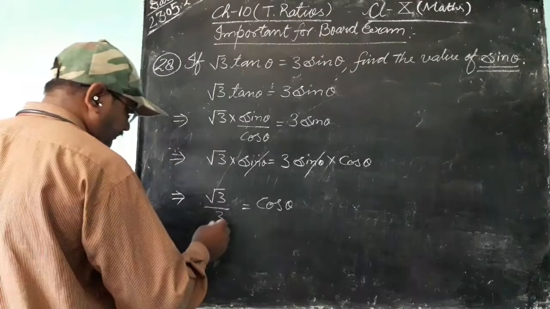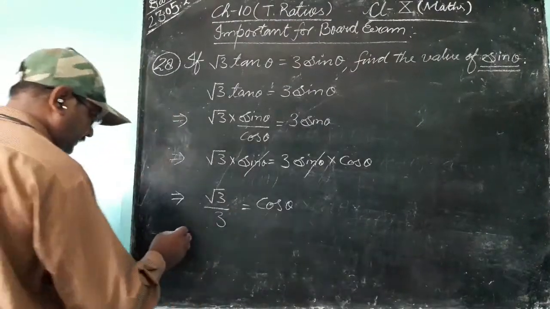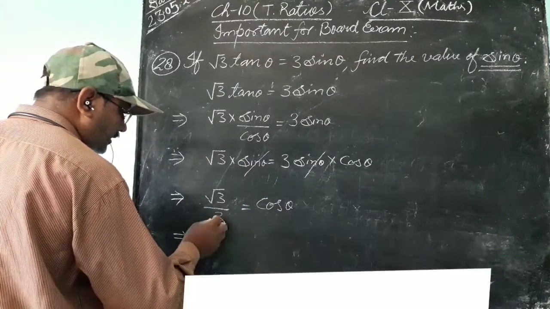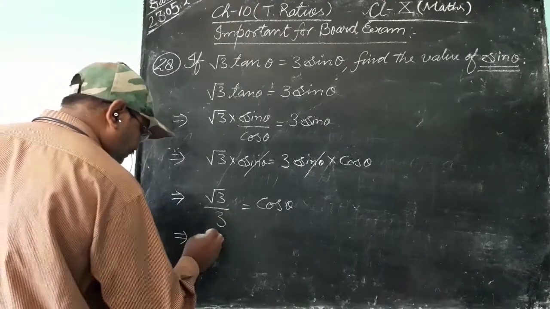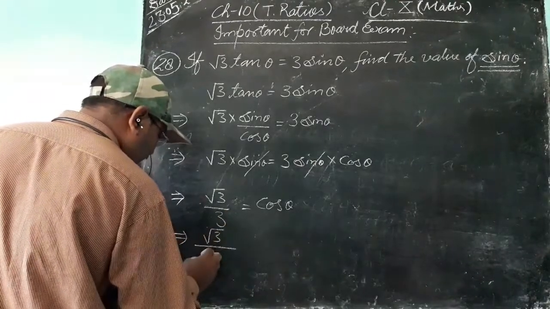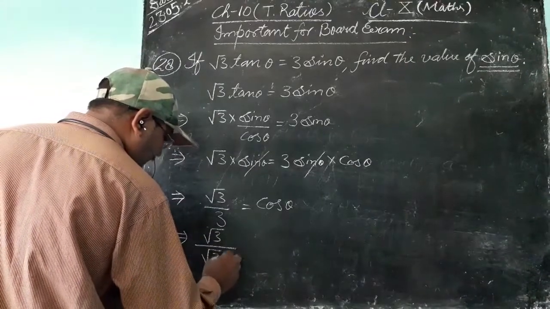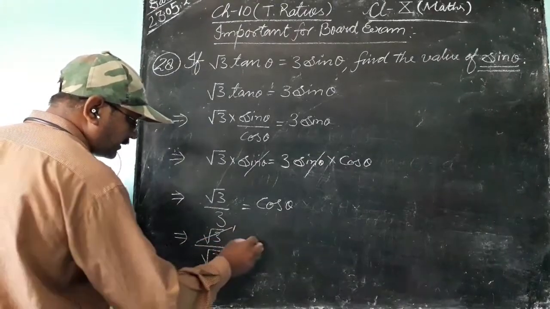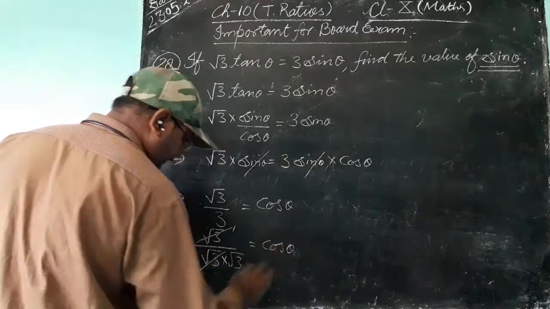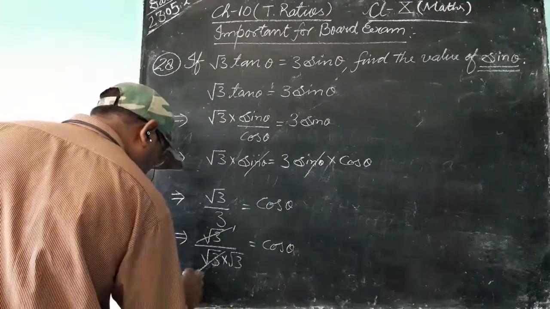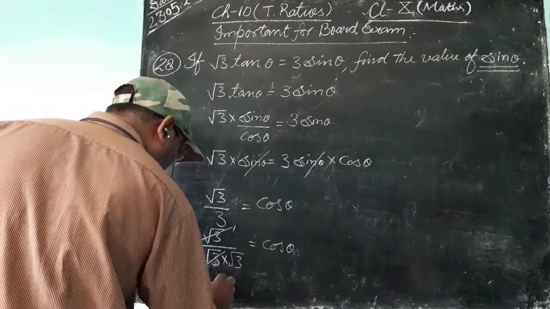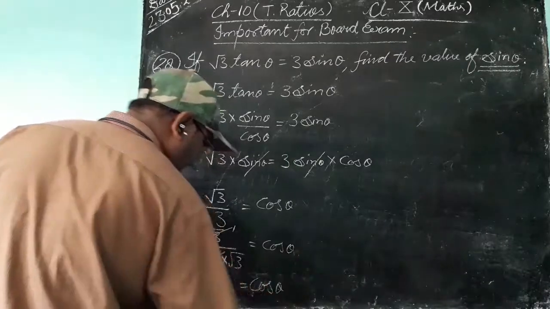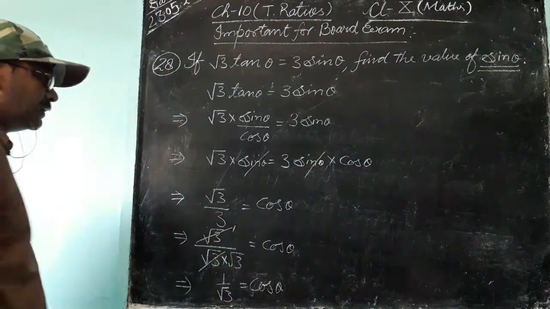And then you know that 3 can be written as root 3 into root 3. Clear? Cancelling, finally you get 1 upon root 3 is equal to cos theta. So 1 upon root 3 is the value of cos theta. Clear?